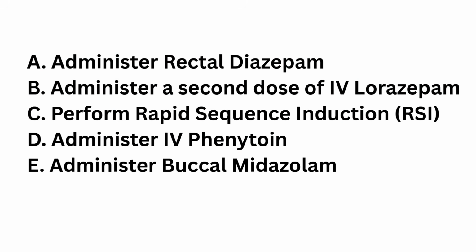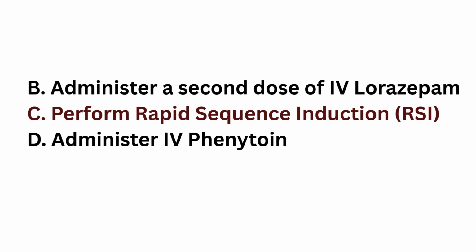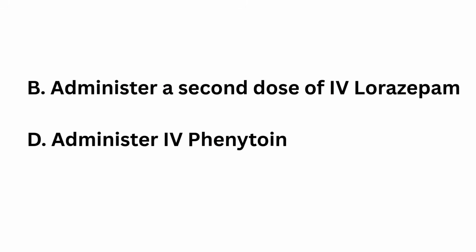Eliminate the backward step. Options A, rectal, and E, buccal, are first-line treatments when you don't have IV access. We have IV access. Going back to rectal and oral routes is a step backward. Eliminate them. Eliminate the too aggressive step. Option C, RSI, is the final step if drugs fail. We aren't there yet. Eliminate. Now we are down to option B, more benzos, or option D, phenytoin. This is the final 2 dilemma.